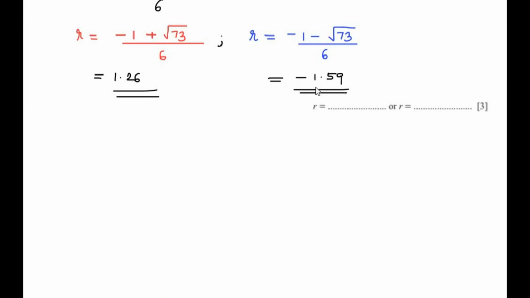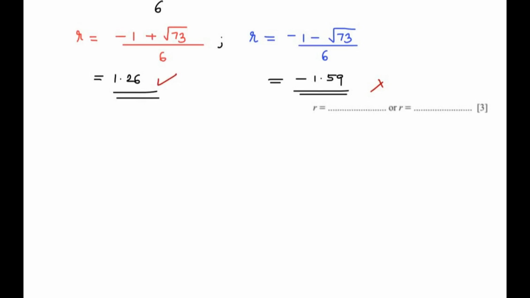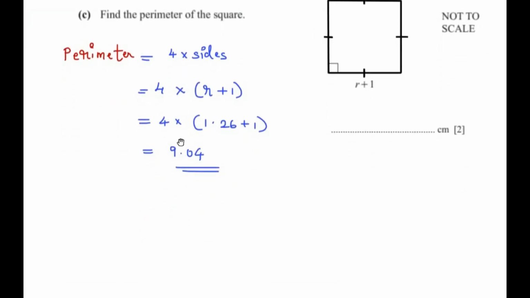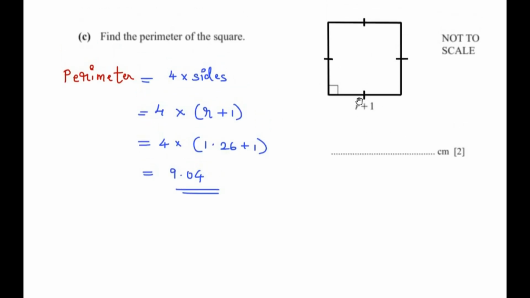Since the side length cannot be negative, we are going to discard this value and take the r value as 1.26. So we get here perimeter is equal to 4 times, now r value we have taken as 1.26, plus 1. So this will give us the value as 9.04. This is the perimeter of this given square.